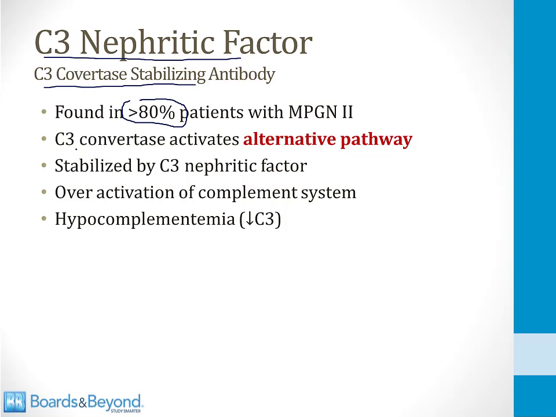Recall from immunology that C3 convertase is part of the complement system, and it activates complement via the alternative pathway. Now, normally C3 convertase is not very stable. However, in patients with MPGN type 2, they have an antibody called the C3 nephritic factor, which stabilizes C3 convertase. This leads to overactivation of the complement system, and that is believed to be the pathophysiology of MPGN type 2 or dense deposit disease.